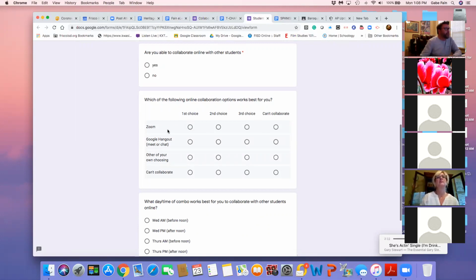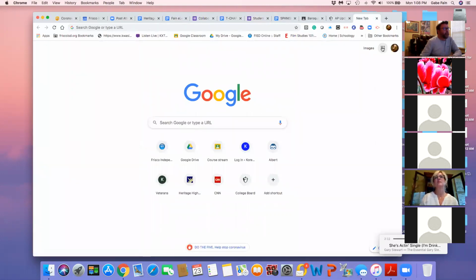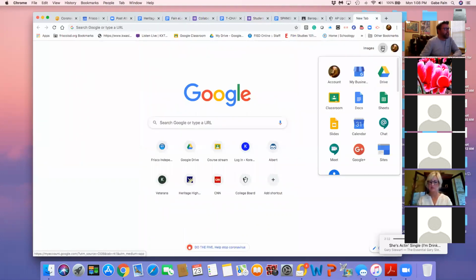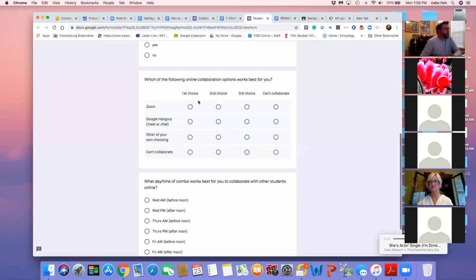If Zoom is not your thing, everybody in Frisco should have from their Google account access to these apps that I'm putting up on the screen. Google Meet is like Zoom, it's video conferencing. Google Chat, it used to be called Hangout, and that's just a chat-based platform through Google where you could just type stuff.